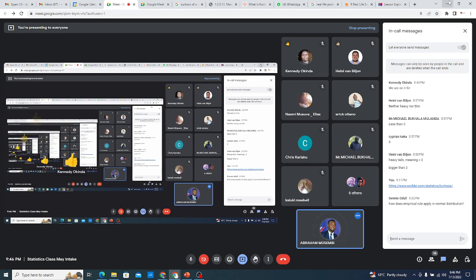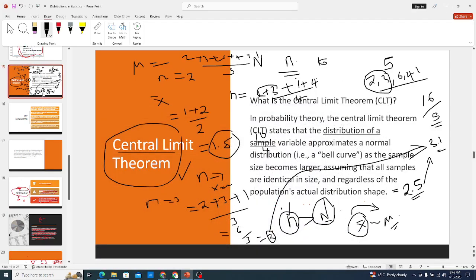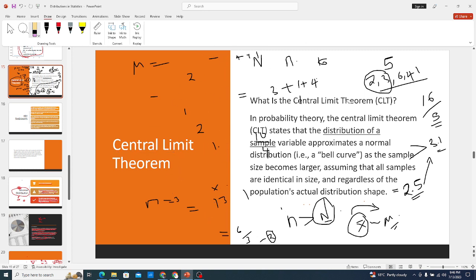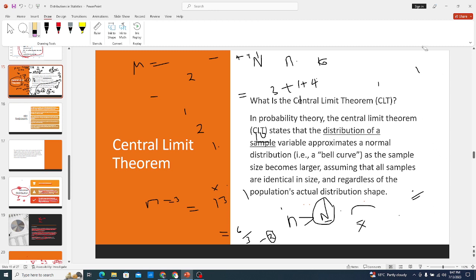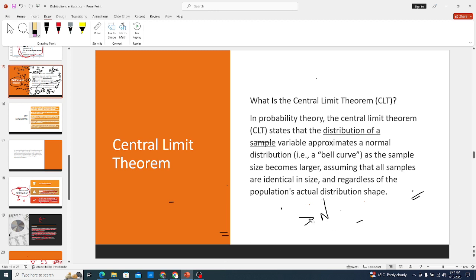Okay, good. Now let's go to the notes and see if that's what it says, or maybe I've used my own theorem to define it. Let's see if that is what the theorem is talking about.